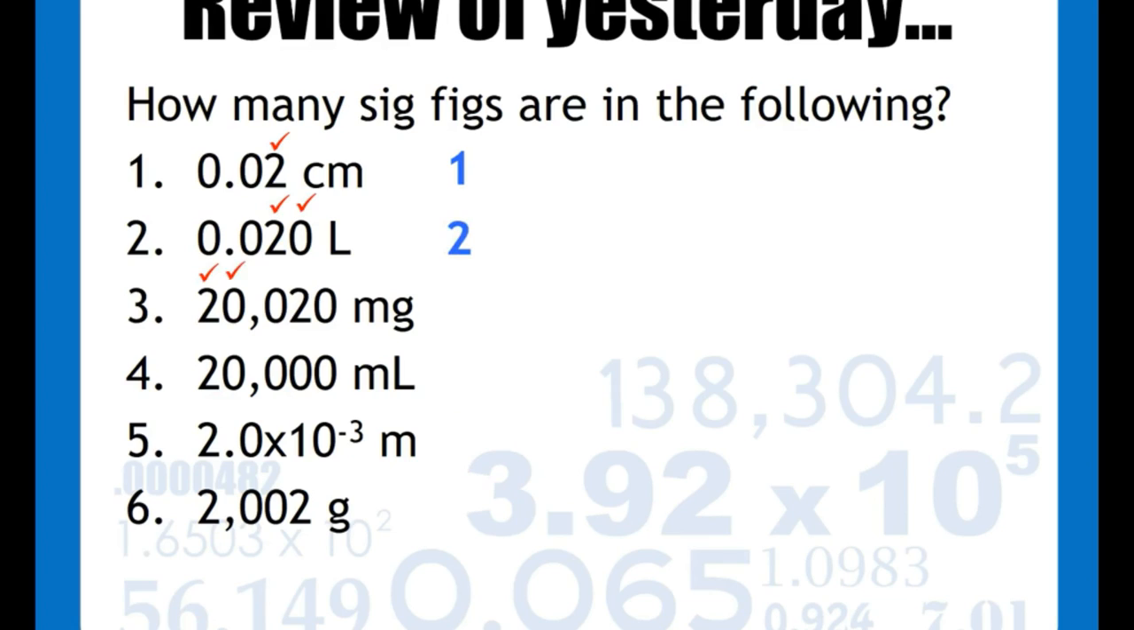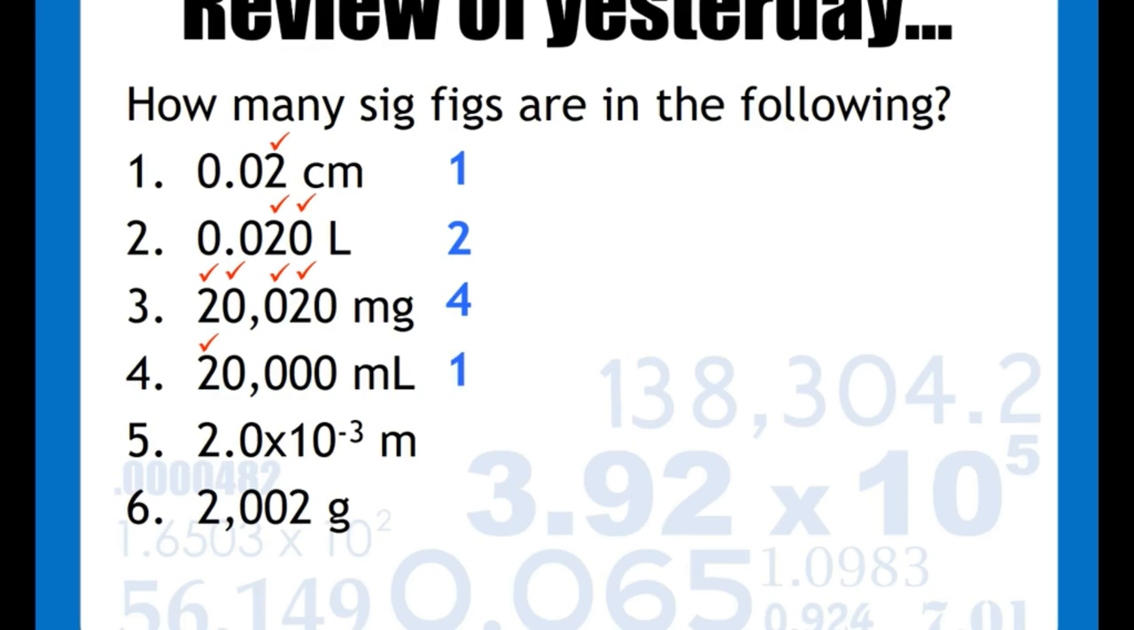In the following number, these 4 are all significant. Notice there is a trailing 0 and there are captive zeros. Remember, captive zeros are always significant and trailing zeros are not significant when there is no decimal point. Therefore, there are 4 sig figs in that number. In the number 20,000, the zeros at the end are trailing zeros, and there are no decimal places, and so therefore, the only thing that's significant is the 2.